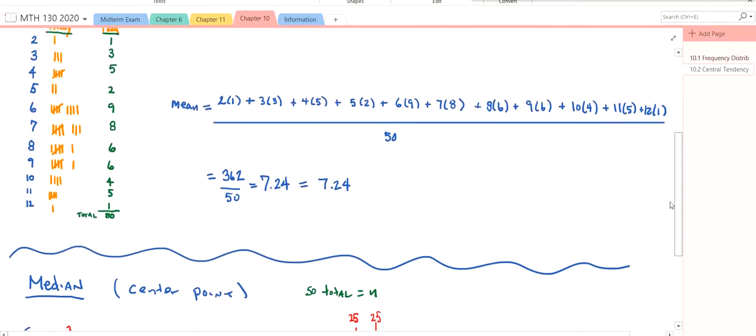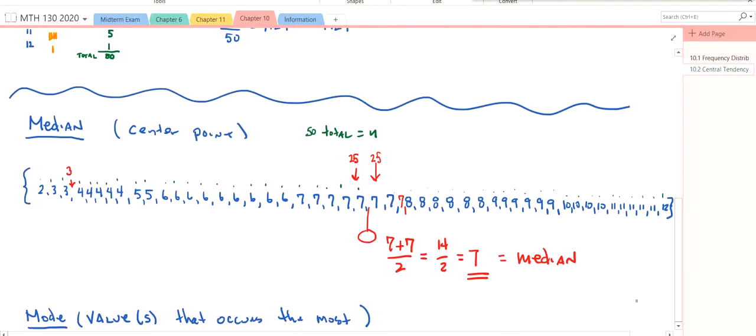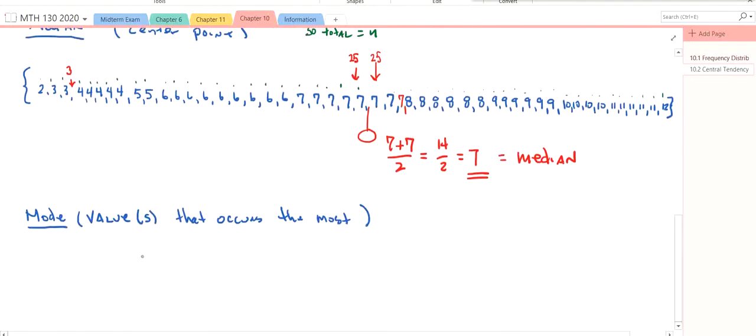Well, let's look at our frequency. Looks like 6s occurred the most. They occurred 9 times. So 6s occurred the most, 9 times. So 6 equals our mode.